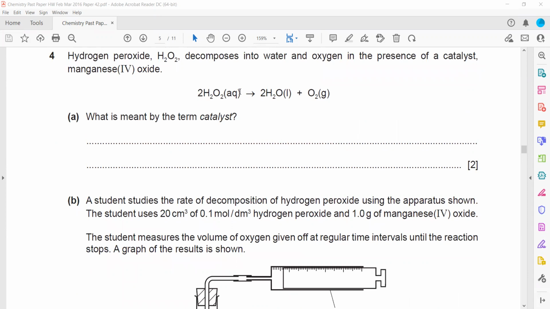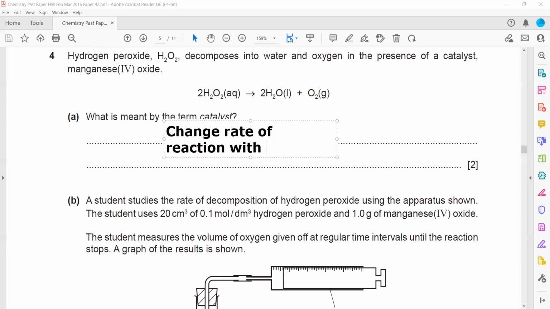That is 1 mark, but without being chemically used up. Like it does not change. Some of the students are writing catalysts are enzymes. That will be wrong. Why? Because enzymes are also catalysts.